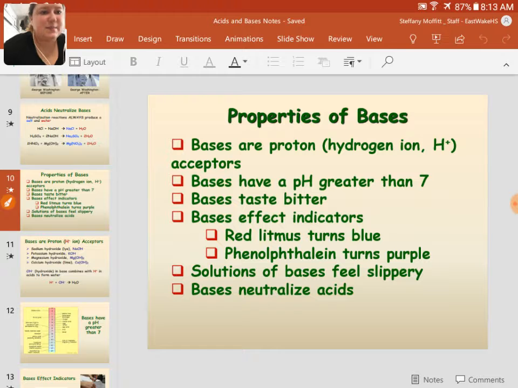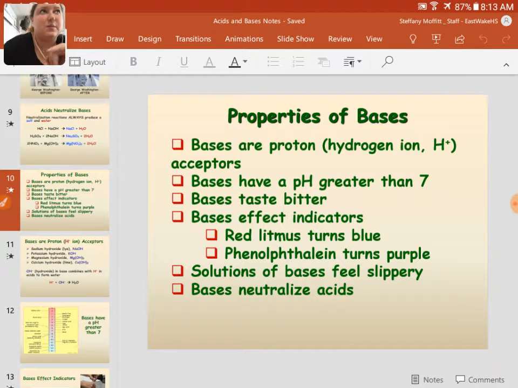Now looking at properties of bases. Bases are proton acceptors, so they're going to accept that H plus cation. So in that case, they are generally something like NaO minus, and it needs that H plus ion to form NaOH. Bases have a pH greater than 7, so anything above 7 is a base. They taste bitter. They affect indicators. The red litmus paper will turn blue, and phenolphthalein turns pink purplish. Bases feel slippery, and then they also neutralize acids.